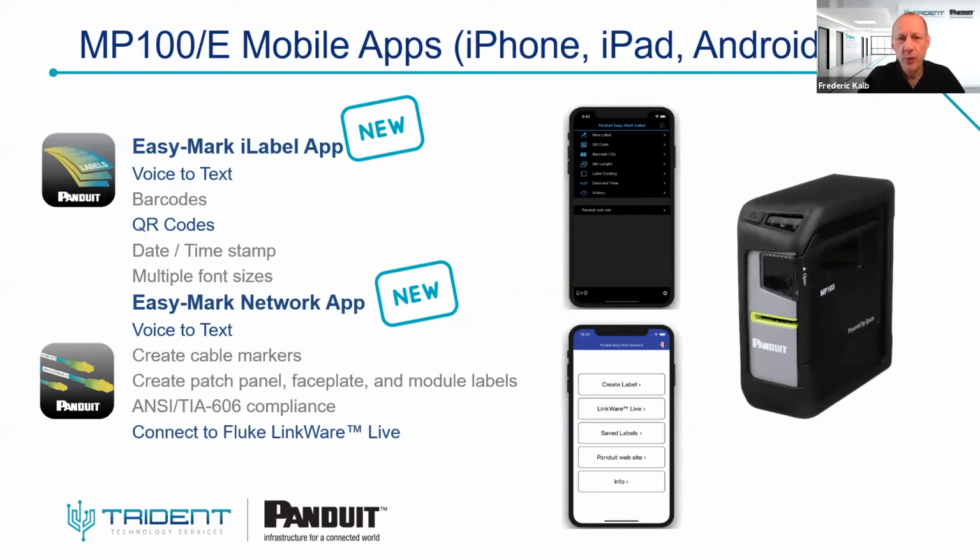If you want to test them, you can download them for free on your iPhone or on any Android device. So you have the name here on the screen. Do not hesitate to test these solutions. You will not be able to print if you don't have an MP100, but you will see how easy it is to generate a label.